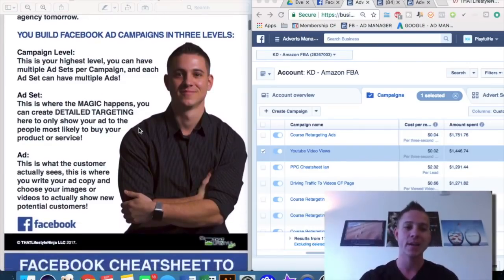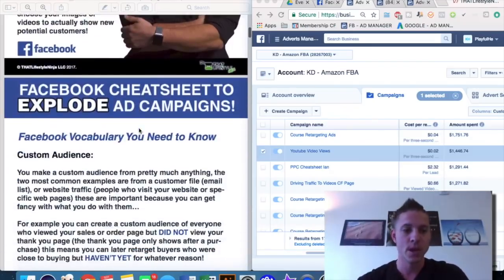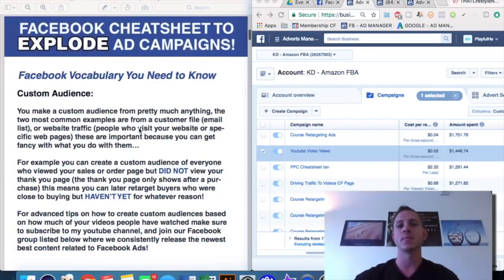And then you have the ad. The ad is kind of the lowest level. It's what the customers on Facebook actually see. This is where you have your copy. You say, today only, claim your 50% off coupon for this amazing basketball, or whatever it is you're selling, right? So those are kind of the 3 overarching tiers of Facebook ads.